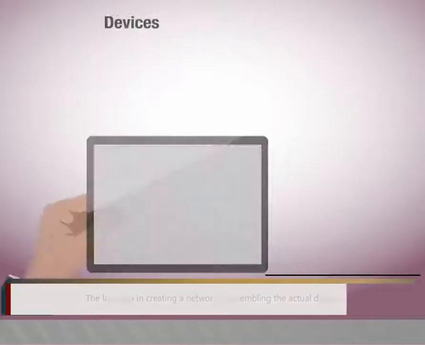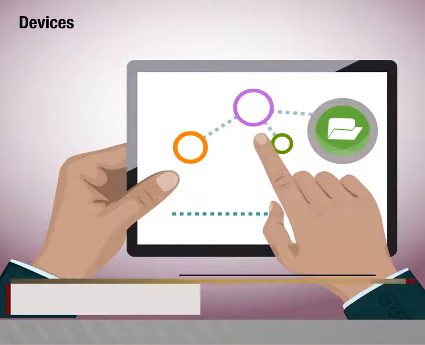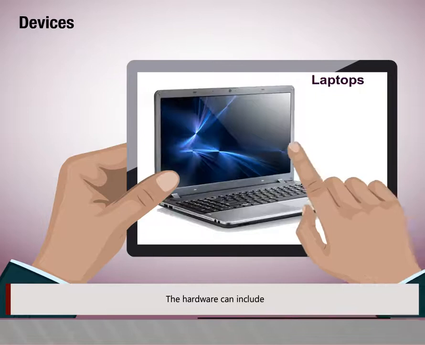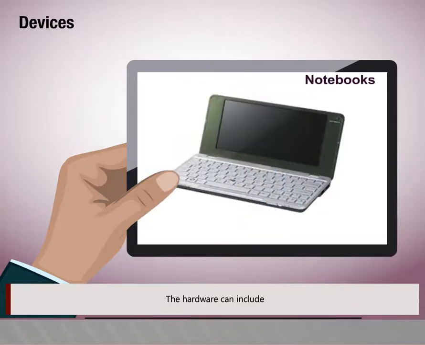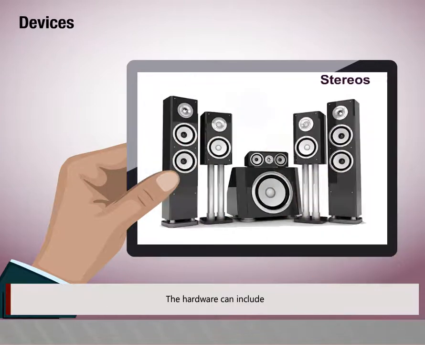Devices. The last step in creating a network is assembling the actual devices. The hardware can include desktop computers, laptops, notebooks, tablets, gaming systems, stereos, and even cell phones.